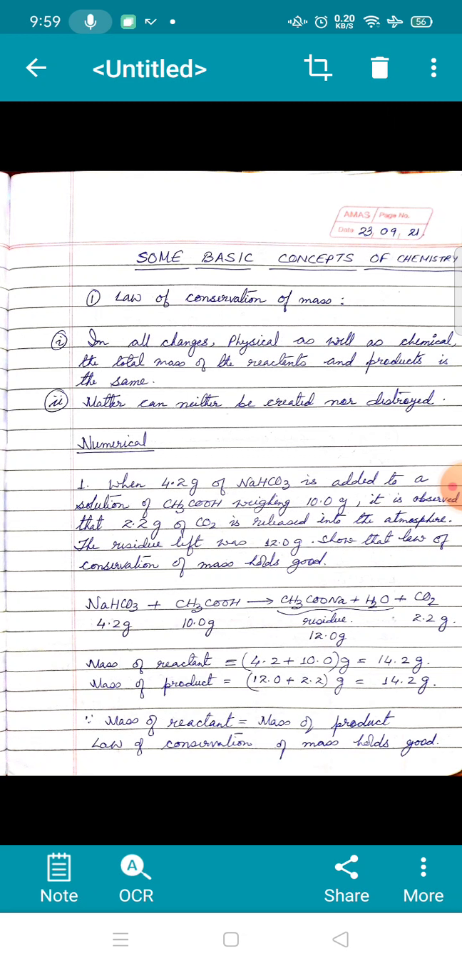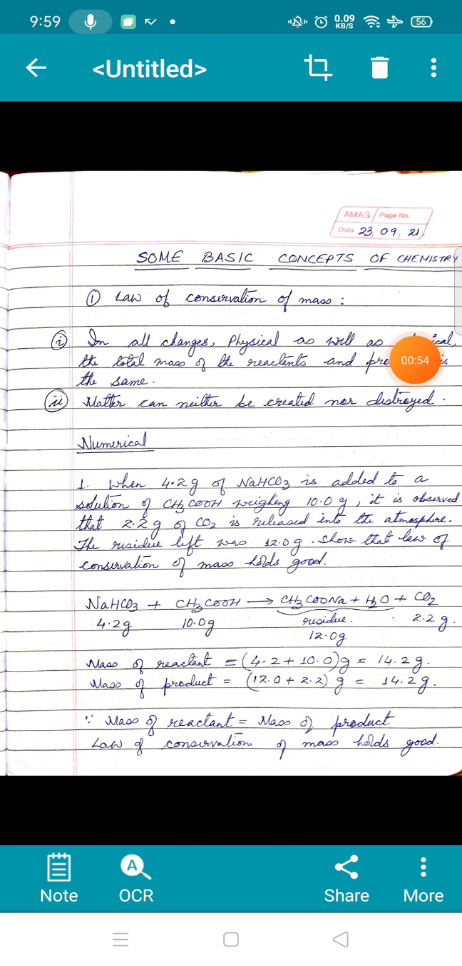As the name states, when any chemical reaction or physical changes occur, the mass of the reactant and the product will always be same. You can check the definition, it's written: in all changes, physical as well as chemical, the total mass of the reactants and products is the same. An alternative definition is, matter can neither be created nor destroyed. That means total mass of the reactant has to be conserved when the product is formed.